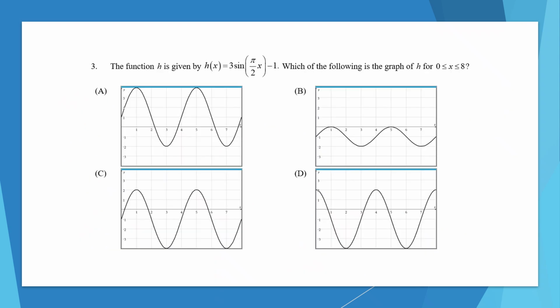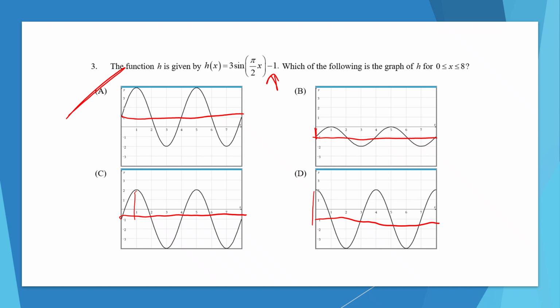All right, number 3, the function is given by sine of pi over 2 x minus 1. Which of the following could be the graph? So first off, we want to see where our midlines are. So we have one here, one there at negative 1. This midline's at positive 1, so we can eliminate A because it should be negative 1 here. We also want our amplitude to be 3. So our amplitude is 3 here and 3 here. It unfortunately is only 1 there, so we have to eliminate B.